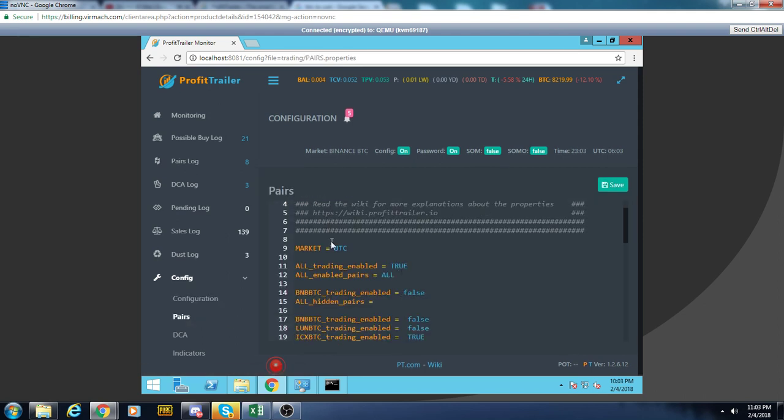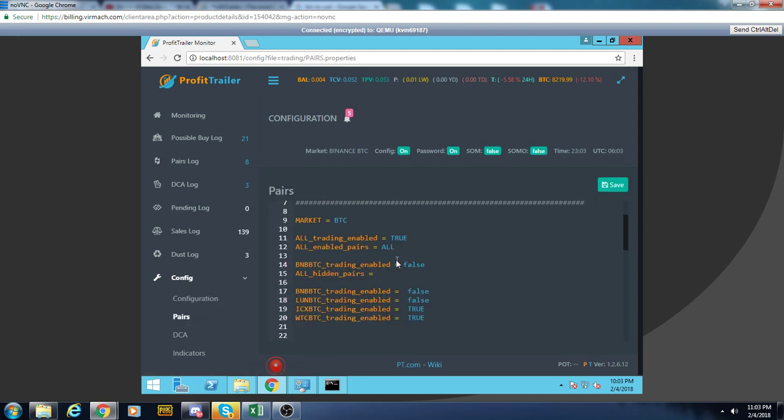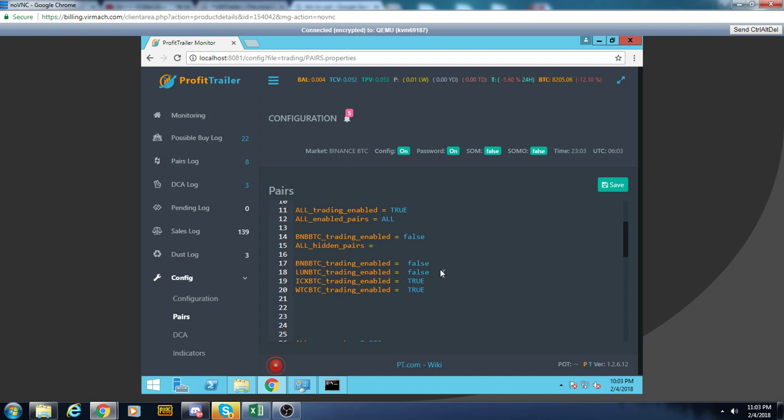Pairs. So market BTC. All enabled pairs, all hidden pairs. I don't have anything hidden because I want to see all my money. I disabled Binance Coin trading, although it still shows here because I want it to be included in my total cost. I took out this shit coin LUN, and these ones sometimes I turn off and on. That's up to you, but you can pay attention to this or not.